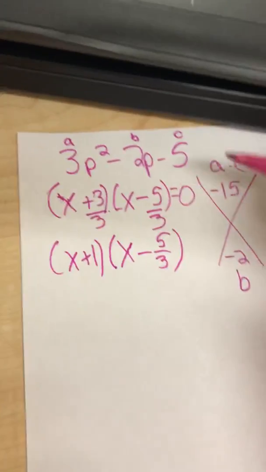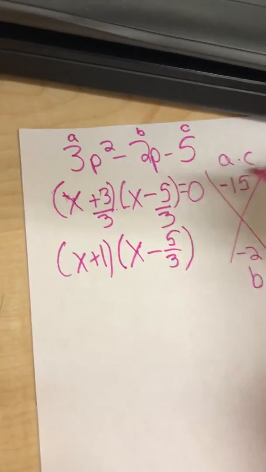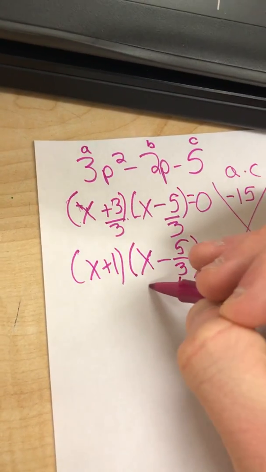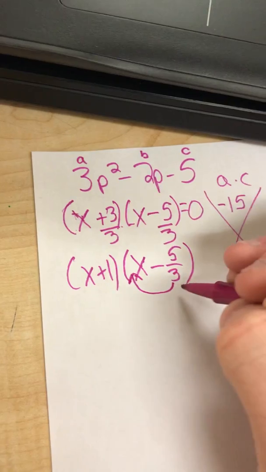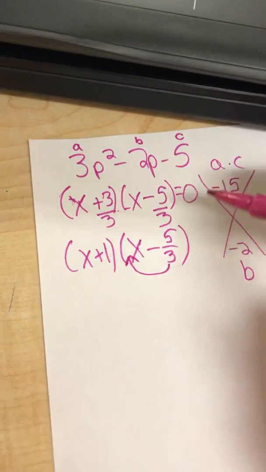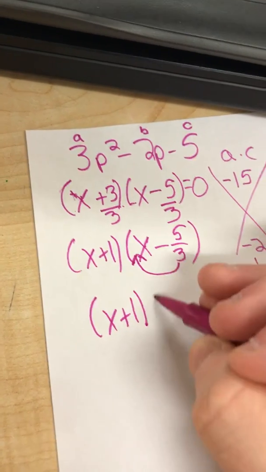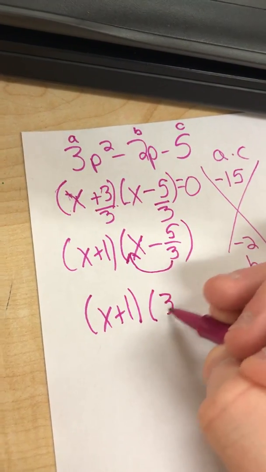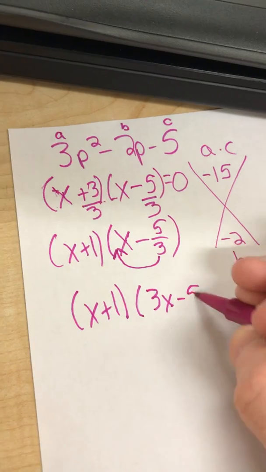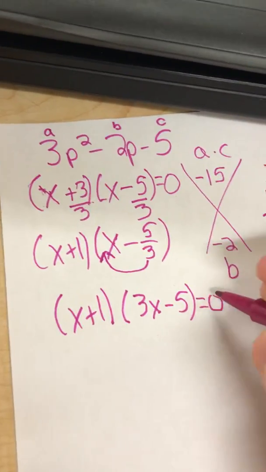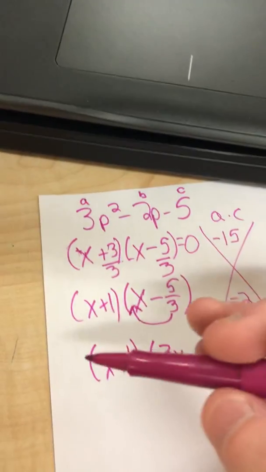And the last step we've got to do, if you end up with a fraction, you have to swing the denominator over in front of the x. So your final answer would be x plus 1, and then 3x minus 5 equals 0. And that is all we're trying to do today.